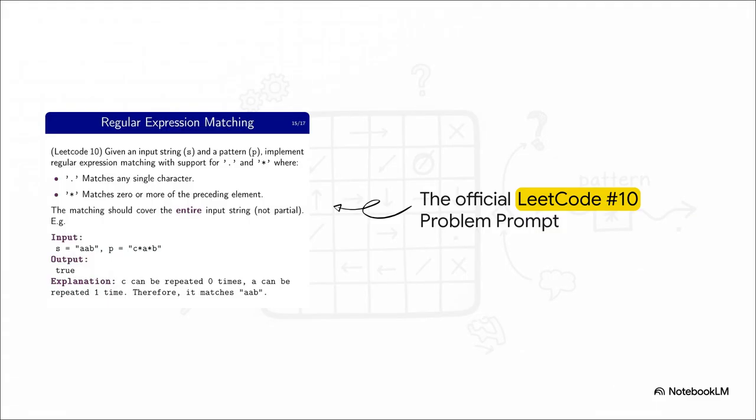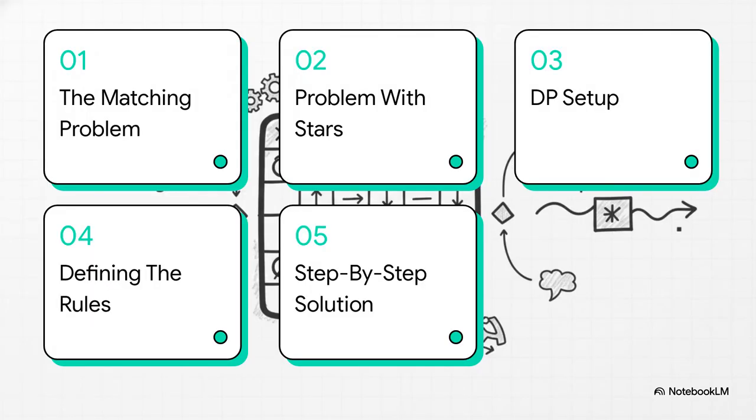Right out of the gate, take a look at the problem prompt. We need to match an entire input string to a given pattern, and we have to use specific rules for dots and stars. Now, the absolute keyword here is entire. We aren't just looking for a tiny partial match hidden somewhere inside a string. No, the pattern has to account for every single character from start to finish. And both the string and the pattern will only be lowercase English letters, plus those two tricky special characters we just mentioned. So here's our roadmap for the explainer.